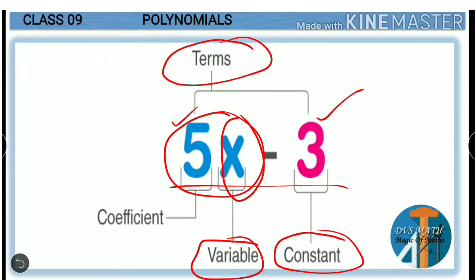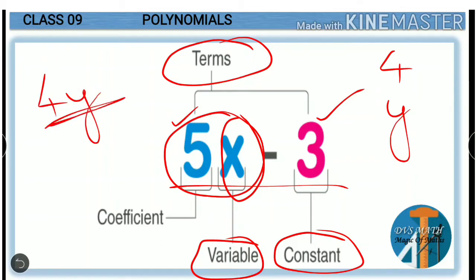Observe carefully, children. Now I will take some more examples. If I consider only 4, it is also a term, but it is a constant term. Or if I consider only another alphabet, y, it is also a term. Clear? Or if we combine these two, 4y, it is a product of a constant and a variable. So together it is also called a term.